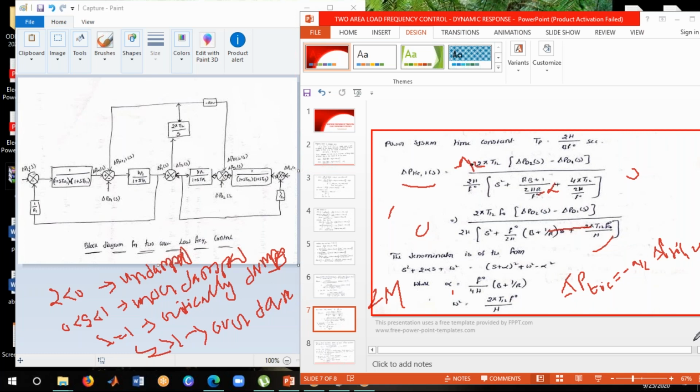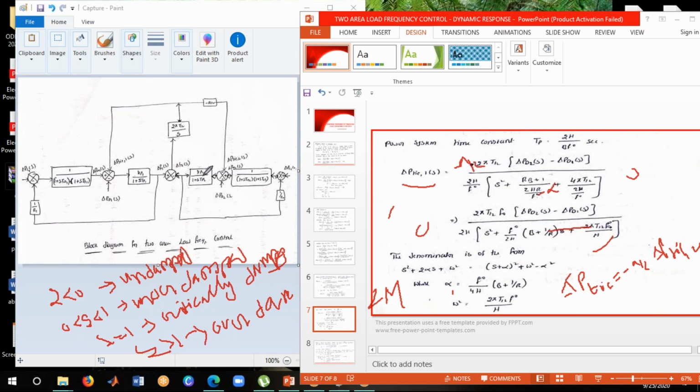Okay now, this is about dynamic response of a two-area load frequency control. In this, you need to remember that first of all we need to form the two equations with respect to delta f1 and delta f2. First equation, second equation.